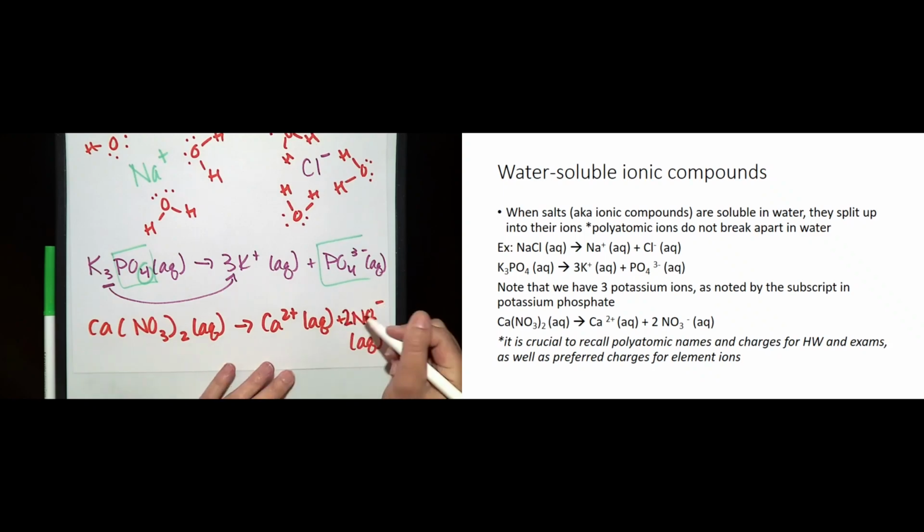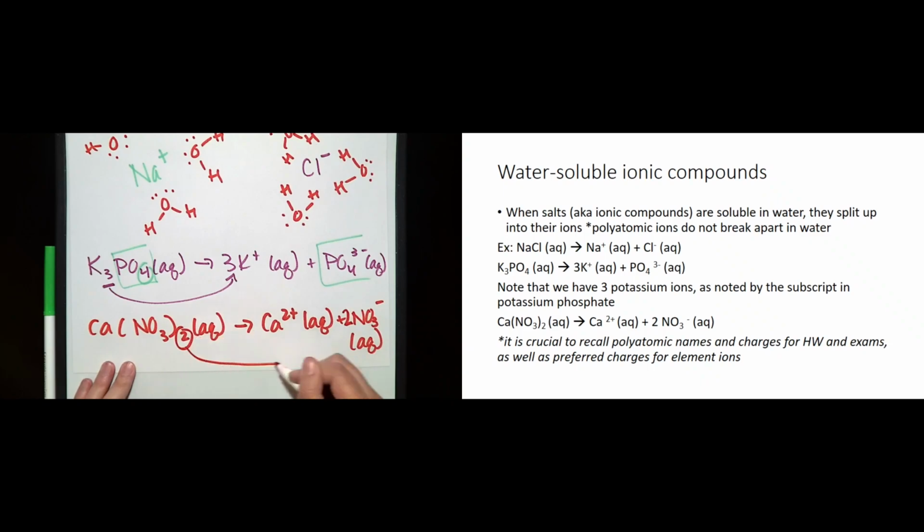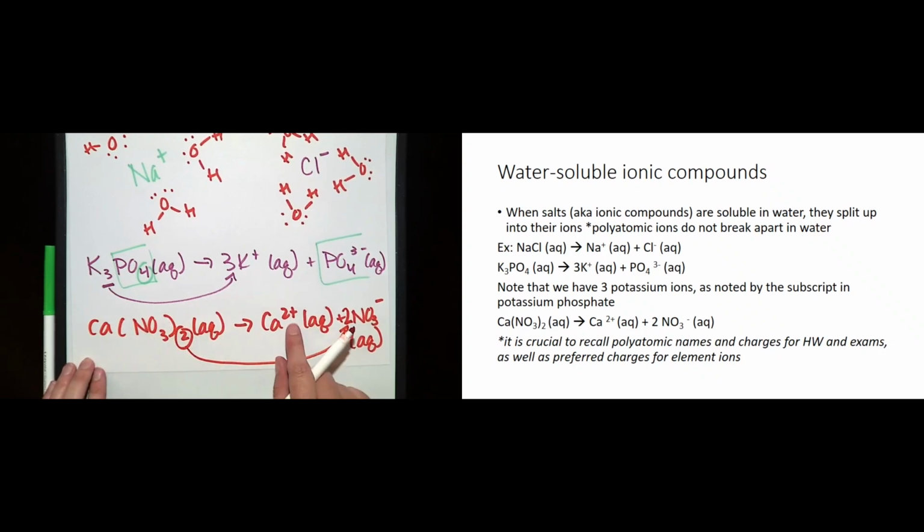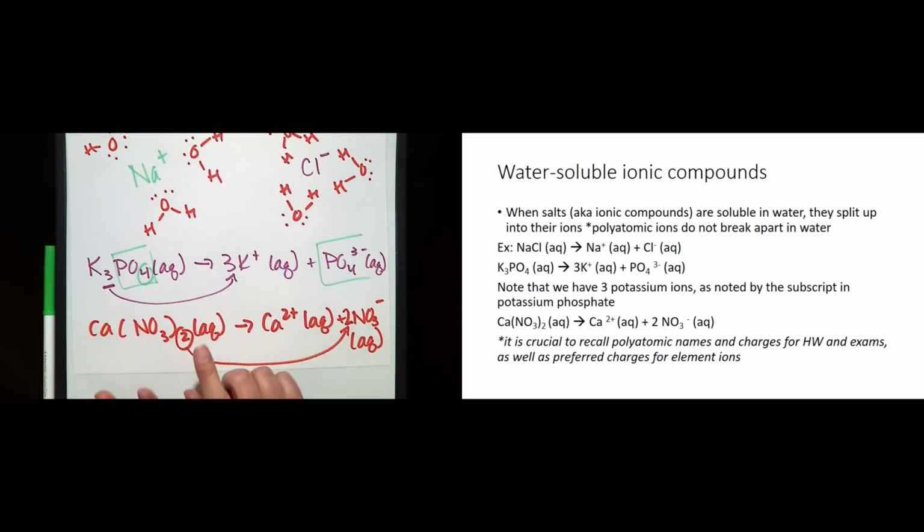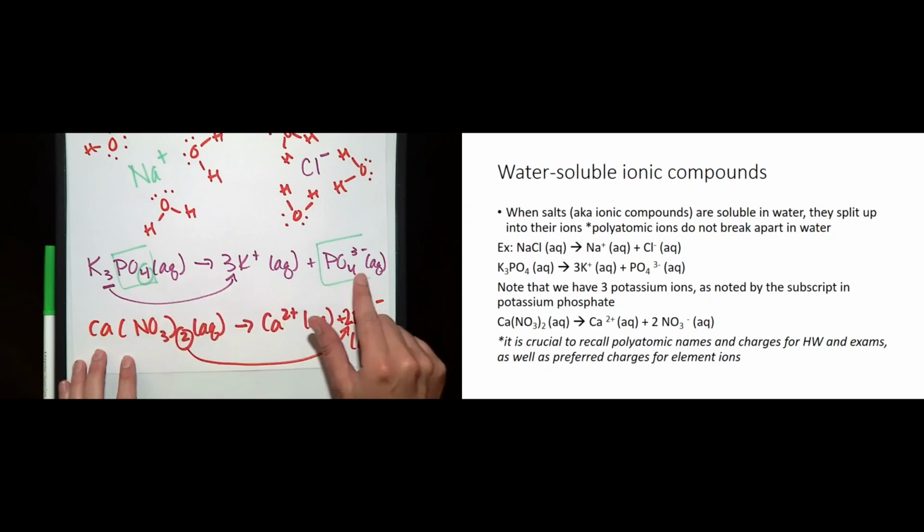Oh, I forgot my 2. So I have 2. That's what that subscript tells me, that I have 2 nitrate ions for every 1 calcium to make 1 calcium nitrate. And it's because of their charges, right? Ionic compounds are neutral. Their charges have to add up to 0. But it's important to understand when the subscript becomes a coefficient and when it does not. When the subscript is part of the polyatomic ion formula, it does not become a subscript.